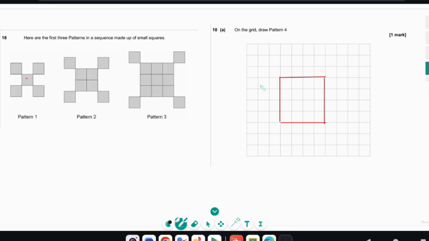And then we have a square at each end. This should really be drawn with a ruler, it just would take me a long time.